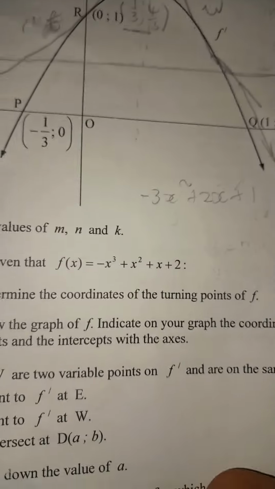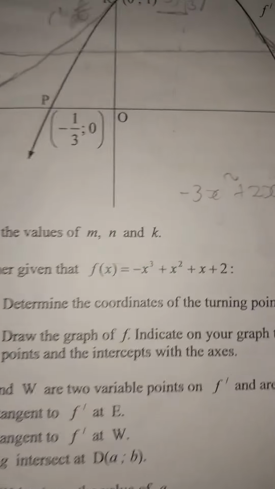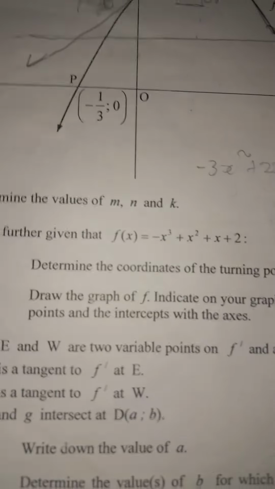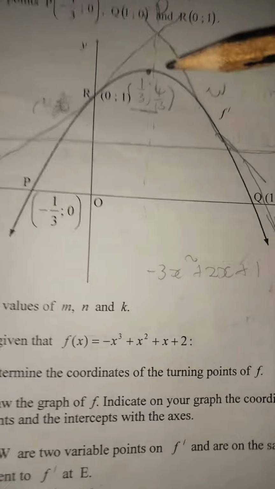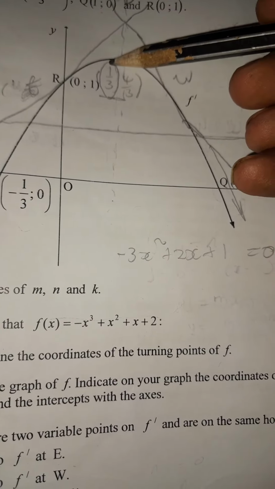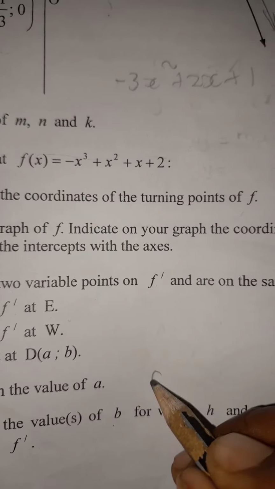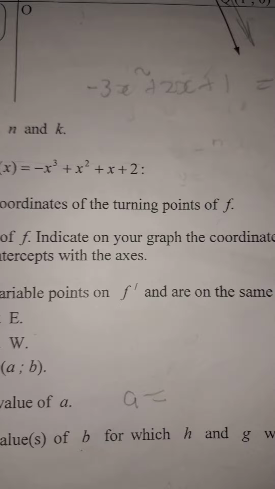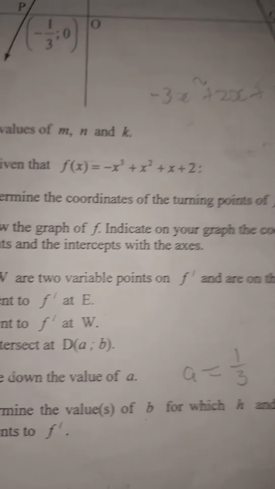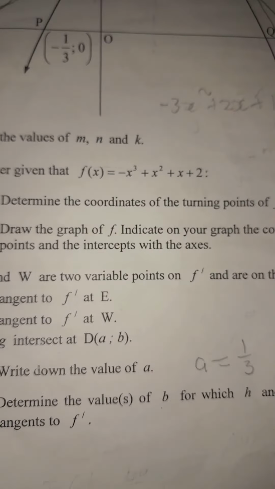Okay. So what are they looking for? They want the value of A of D. The value of A of D, so the symmetry line, they will share the same X value, which is going to be 1/3 in this case. So that makes A 1/3. A is going to be 1/3 in this case. Okay. Hope you find that useful. A is going to be 1/3, right?